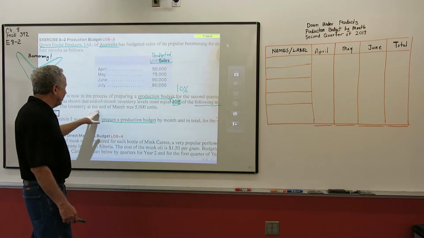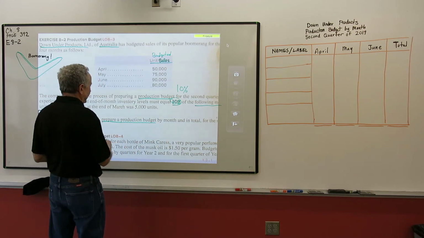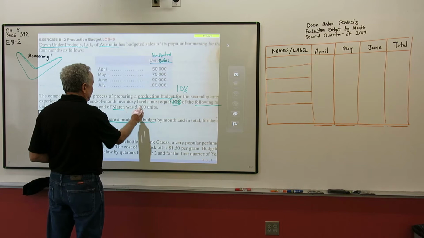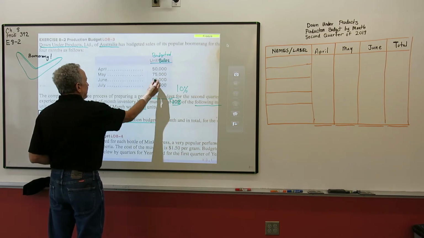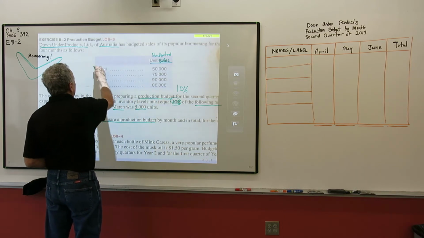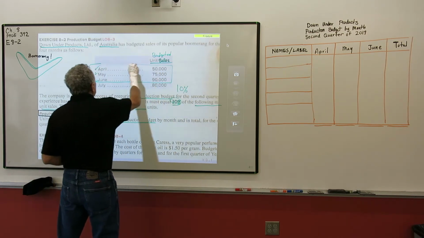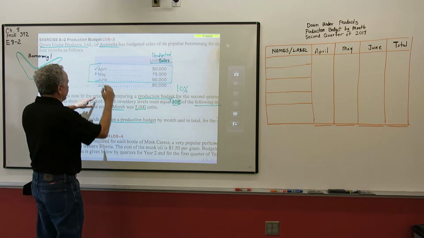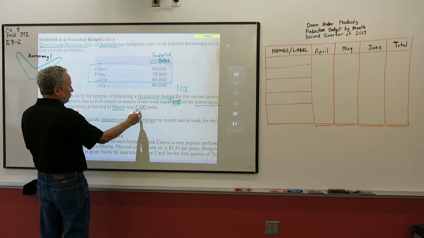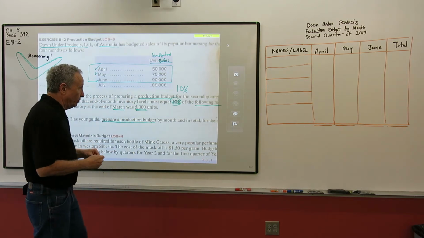Anyway, they're making boomerangs, and they want 10% of next month's sales as an ending inventory. It says the inventory at the end of March, we will need that. We want April, May, and June, that's the second quarter, but they did give us March, and they said the ending inventory was 5,000 units. All right, so how do we do this?